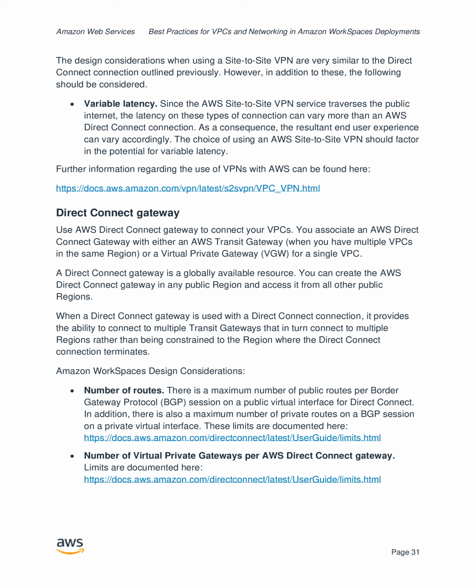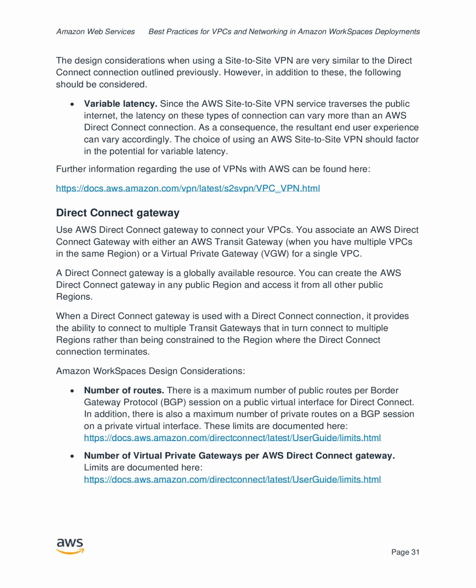Direct Connect Gateway. Use AWS Direct Connect Gateway to connect your VPCs. You associate an AWS Direct Connect Gateway with either an AWS Transit Gateway, when you have multiple VPCs in the same region, or a Virtual Private Gateway, VGW, for a single VPC. A Direct Connect Gateway is a globally available resource. You can create the AWS Direct Connect Gateway in any public region and access it from all other public regions. When a Direct Connect Gateway is used with a Direct Connect connection, it provides the ability to connect to multiple transit gateways that in turn connect to multiple regions rather than being constrained to the region where the Direct Connect connection terminates.